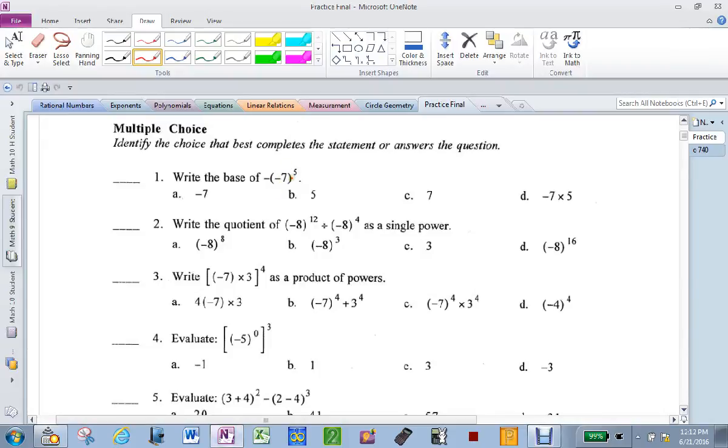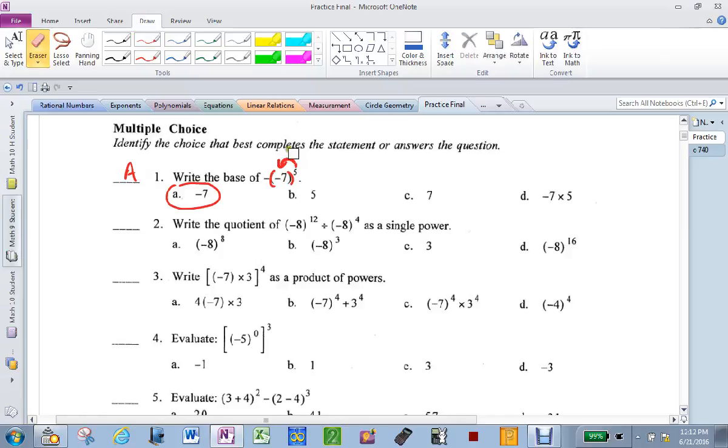The base here. Where do bases live? Immediately to the left of the exponent. Since there's brackets, everything inside the brackets is included, so it is -7. Okay? Any questions? No.